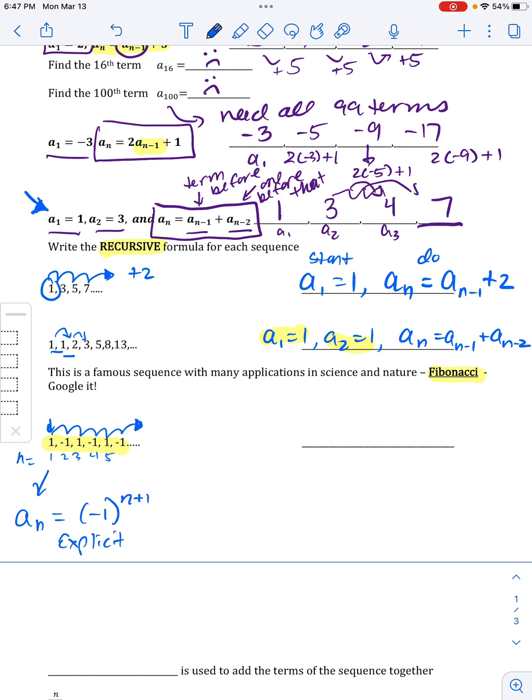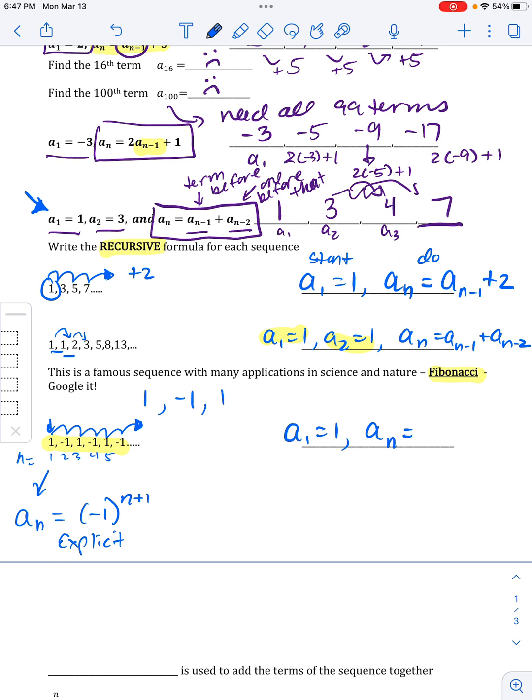Tie it back to the original. We have to say where to start. That's part of a recursive. And then now we're going to say, okay, to find the next term, you're going to take the previous term and do what? So in order to use this one you have and get a -1 next, and then get a +1 after that, what are you doing?